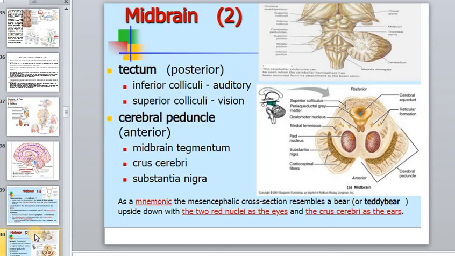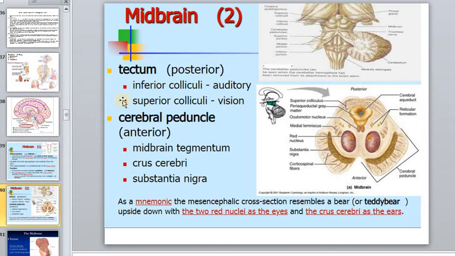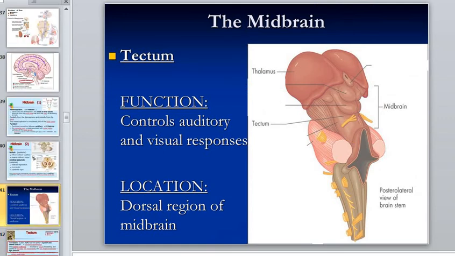So the two main parts of the midbrain are the tectum, the posterior part, which has two parts, the inferior colliculi and superior colliculi, for auditory signals and visual signals. And the second part of the midbrain is the cerebral peduncle. We have the tegmentum, and the crus cerebri with the substantia nigra. And let's start to study all the functions of this part of the brain.